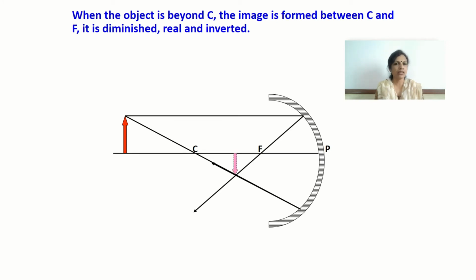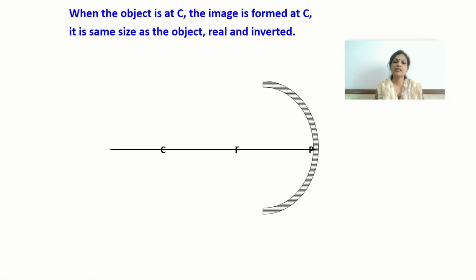So have a look at this. This is the image. If you compare this image with the object, you will observe that it is diminished image, it is real and inverted. Then when the object is at center of curvature, look at this object placed at center of curvature.